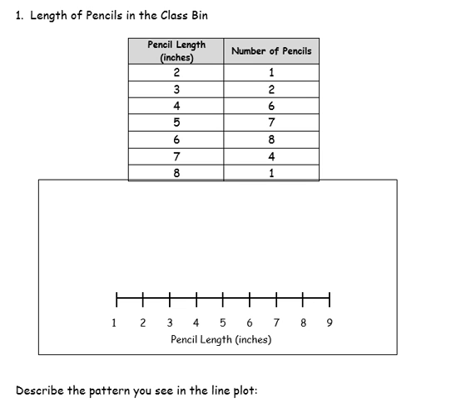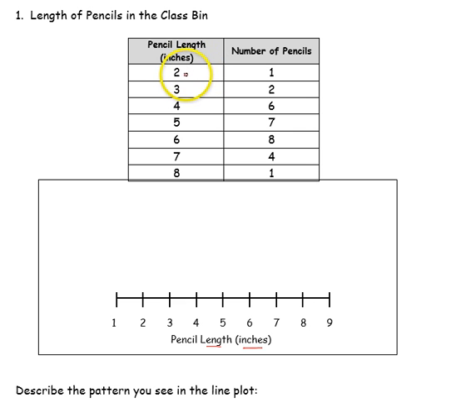We have the pencil length on the left-hand side and the number of pencils that are at that length on the right-hand side. To draw my line plot, I have a number line at the bottom showing the pencil length in inches. Now I just need to put an X for each pencil that's at a particular length.